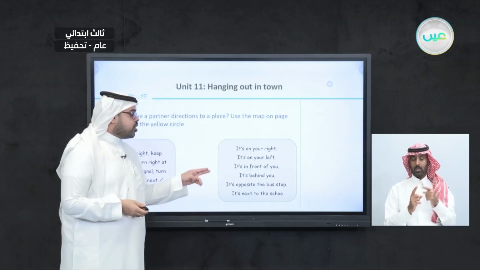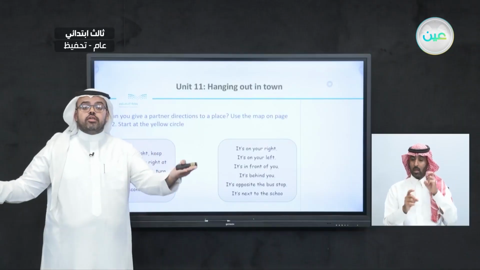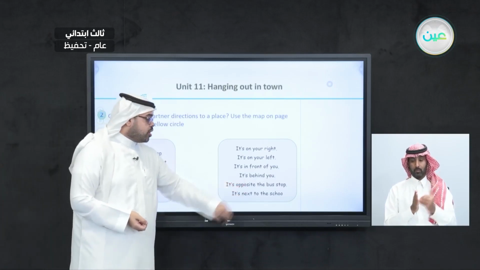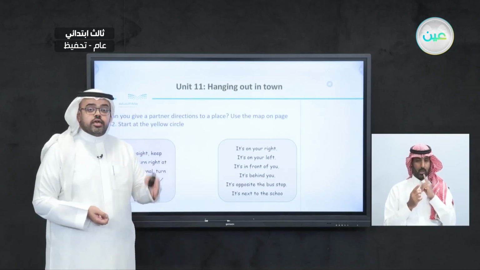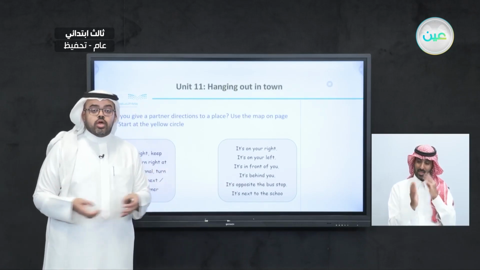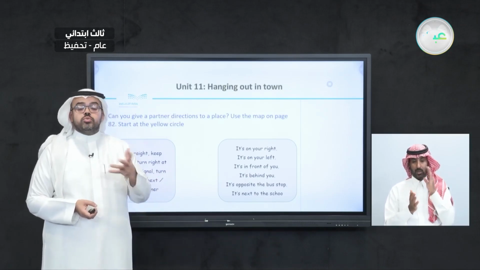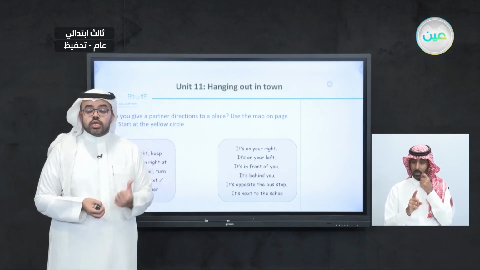Or it is the opposite of the bus stop. So here, for example, on this side of the road, we have the bus stop, and the post office is in the opposite direction. This is what we mean by the opposite. Or we can say it is next to the school. So here we have different places and different directions we can give to a person when he asks for directions.